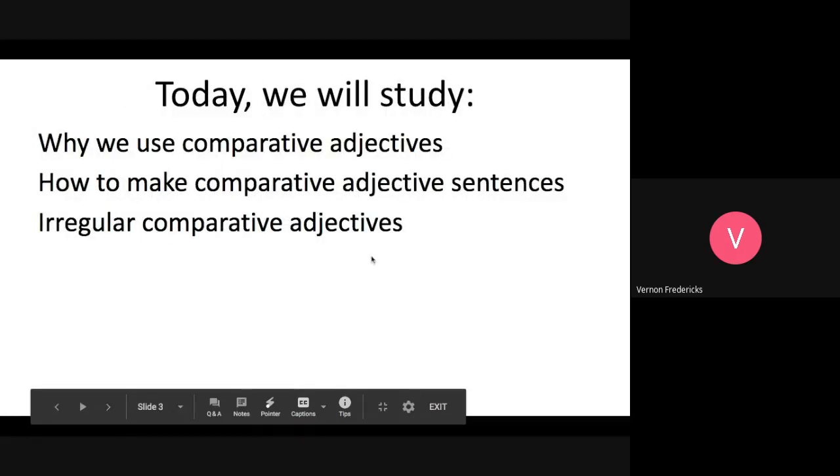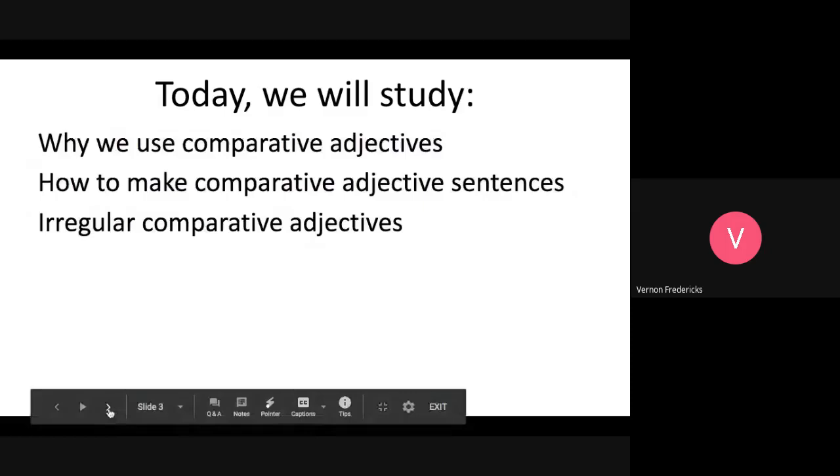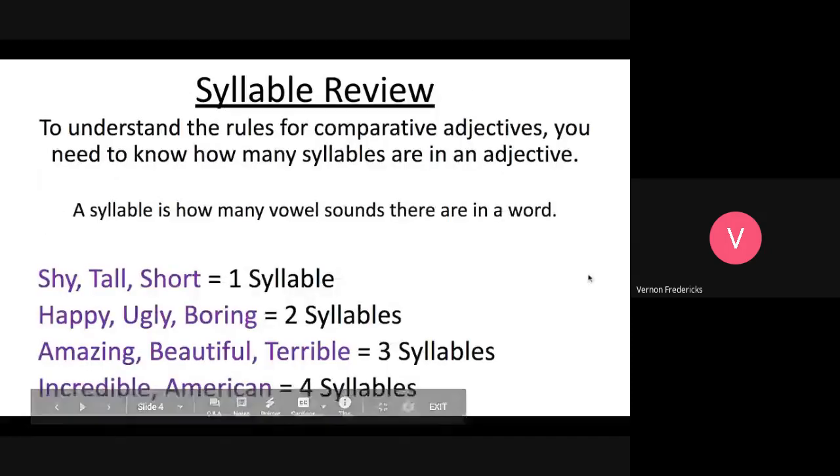Today we will also have a look at comparative adjectives, how to make comparative adjective sentences, and irregular comparative adjectives. Let's start with a syllable review. To understand the rules for comparative adjectives, you need to know how many syllables are in an adjective. A syllable is how many vowel sounds there are in a word. I will say that again. A syllable is how many vowel sounds there are in a word.